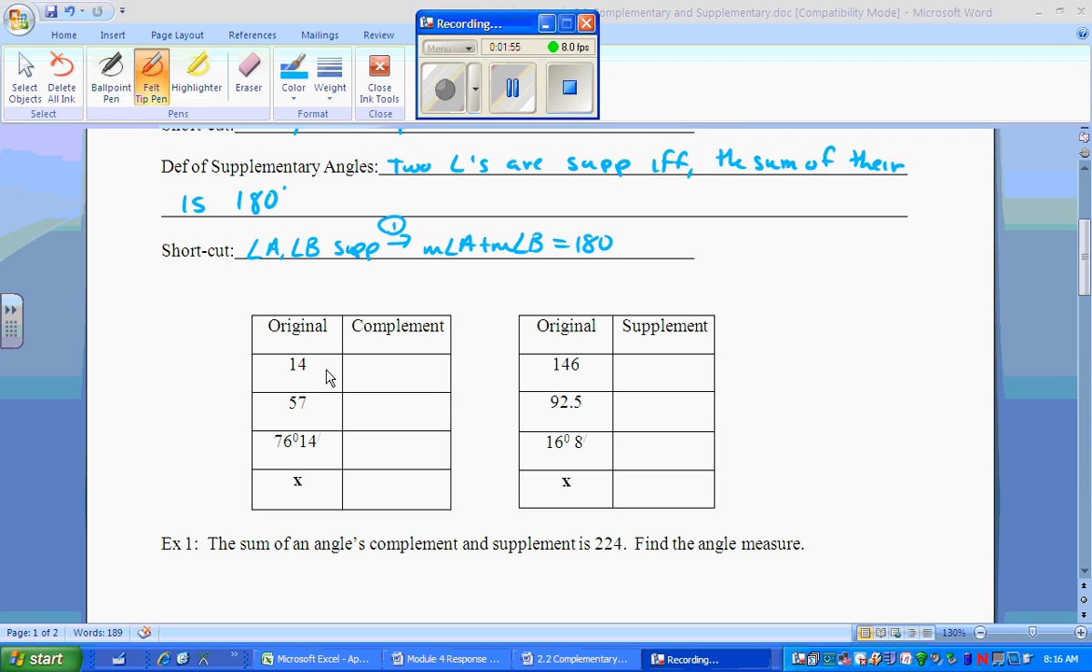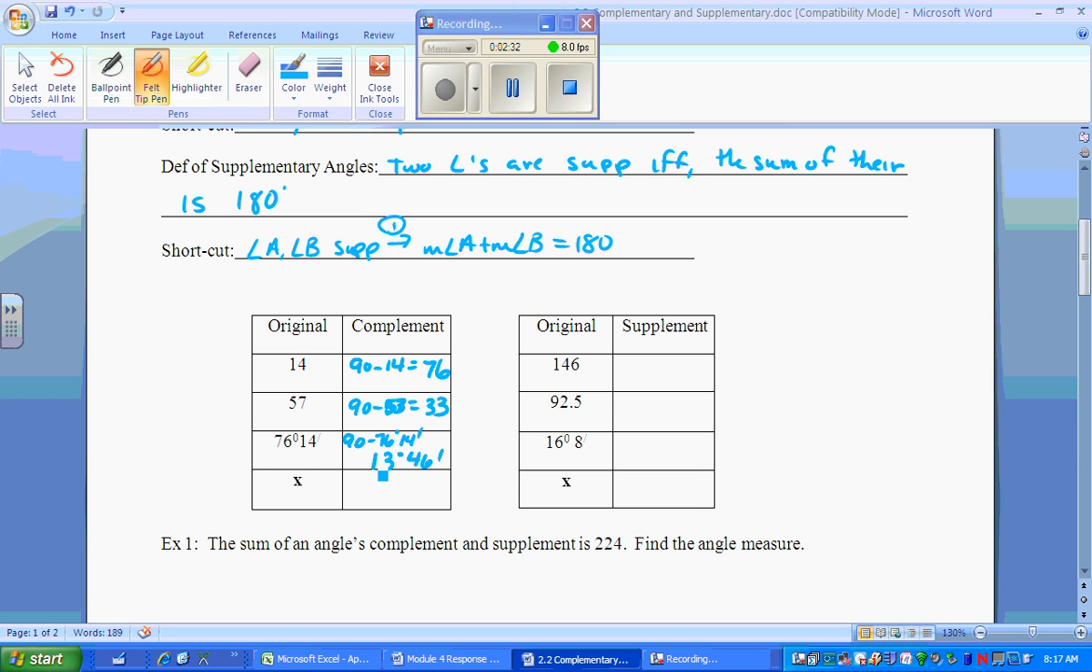Let's shift to the idea of finding the complement and supplement of the original angle. So the original angle is 46. You would do 90 minus 14, giving you the answer of 76. The complement to 57 is 90 minus 57, giving you 33 for your answer. Next one is 90 minus 76 degrees, 14 minutes. Answer is 13 degrees, 46 minutes.